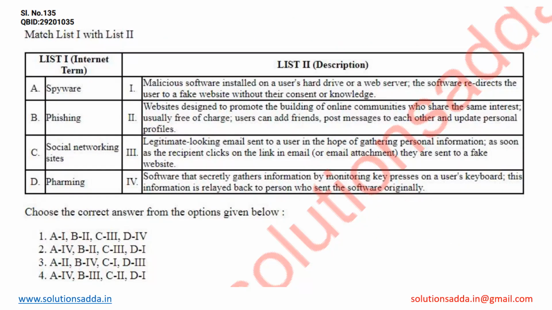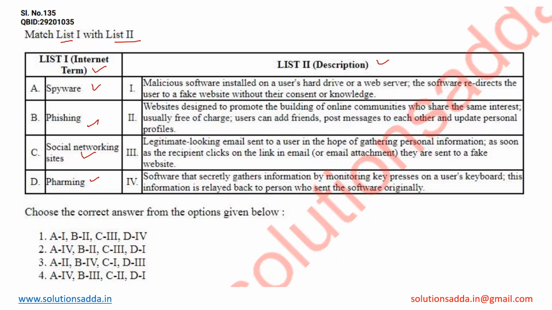Hello everyone, this is question number 35. Match list 1 with list 2. List 1 contains internet terms and list 2 contains their descriptions. We need to match the exact description with the term. There are 4 terms given: spyware, phishing, social networking sites, and farming, and options are given 1, 2, 3, 4. We need to match the correct description.